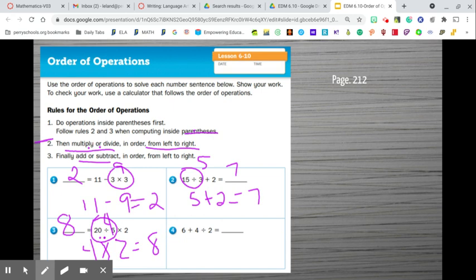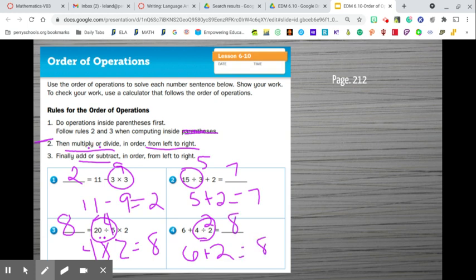All right, last one. You should have the answer 8. No parentheses, multiply or divide. I see division right here. 4 divided by 2 is 2. And finally, add 6 plus 2 equals 8.